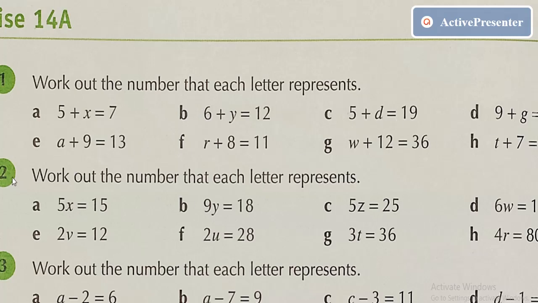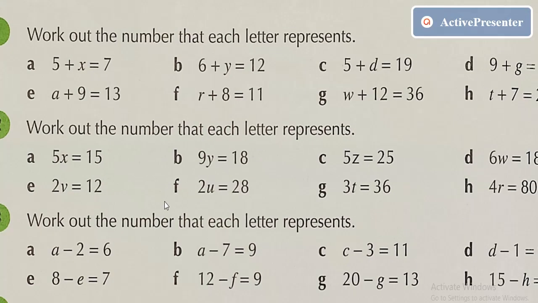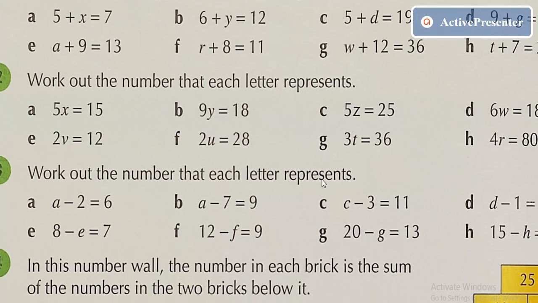For the second, number 2, work out the number that each letter represents. The same thing, but the operation here is different because we have a variable with a number, which is a multiplication. So 5 multiplied by x, 2 multiplied by v. What we need to do now, as I explained before, is the inverse operation. That means you need to divide by the number that comes with the variable. So here divide by 5, and divide by 5 on both sides.